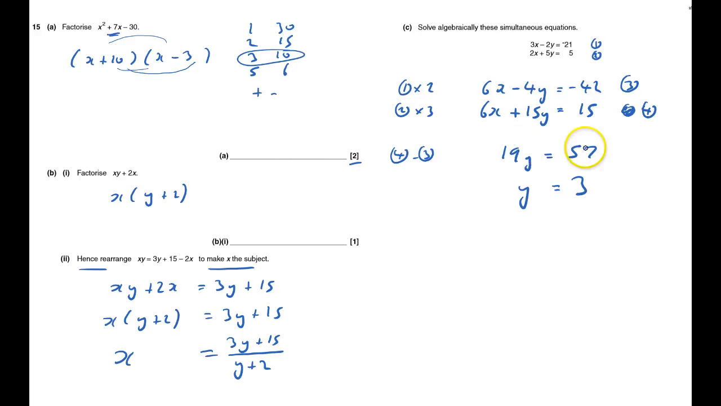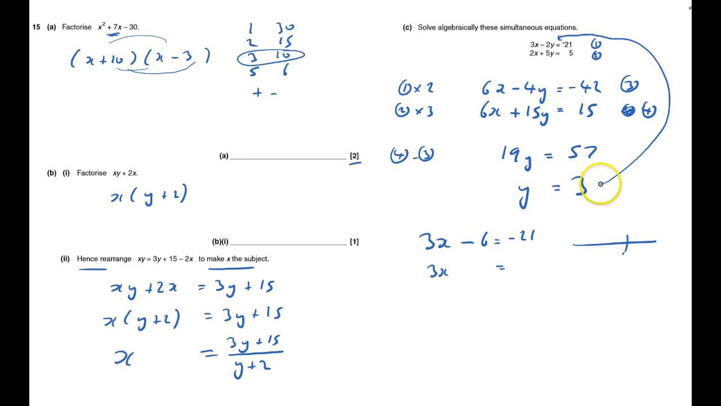And then I need to find out what x is. It's probably easiest to put it into the first one. So 3x minus 6 equals minus 21. That's taking that 3 and just putting it into that equation there. And that will give me 3x equals, add 6 to both sides, minus 21. I've got to add 6, that'll be minus 15. And so x will equal minus 5. So x is minus 5, y equals 3. I've solved that equation. It's done.